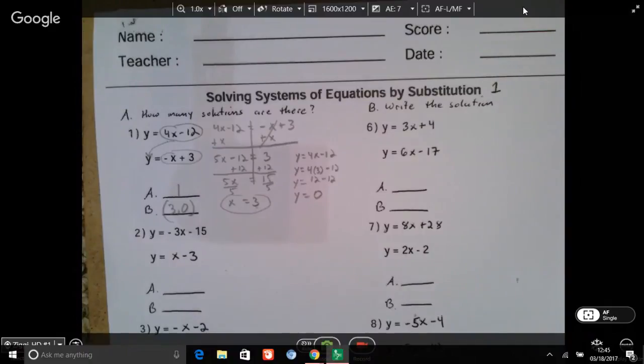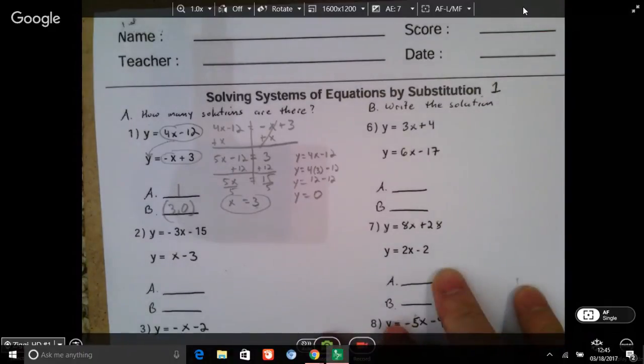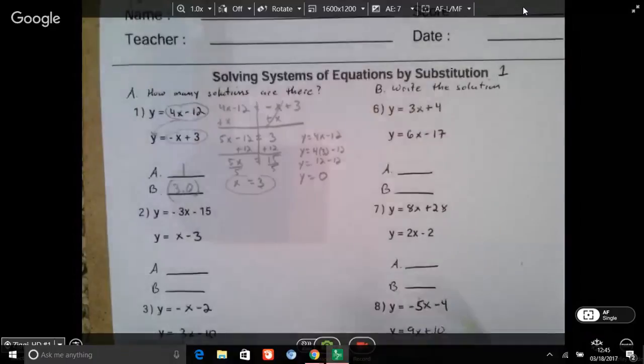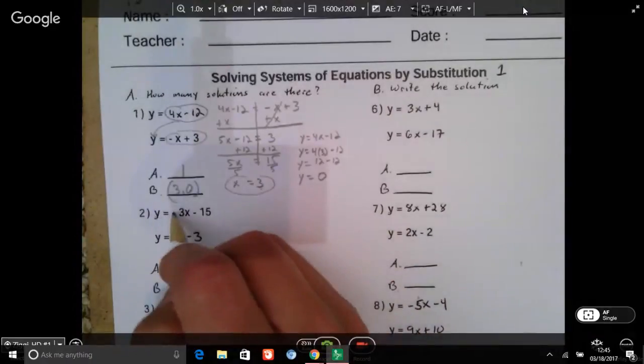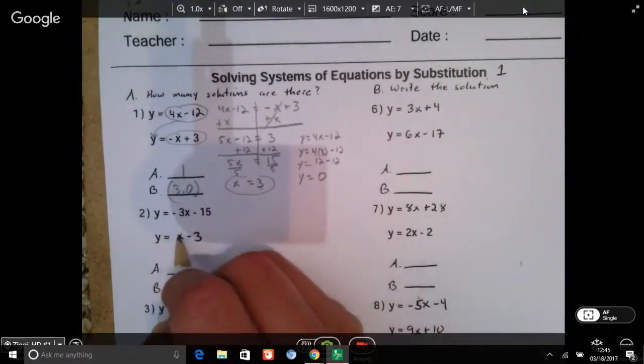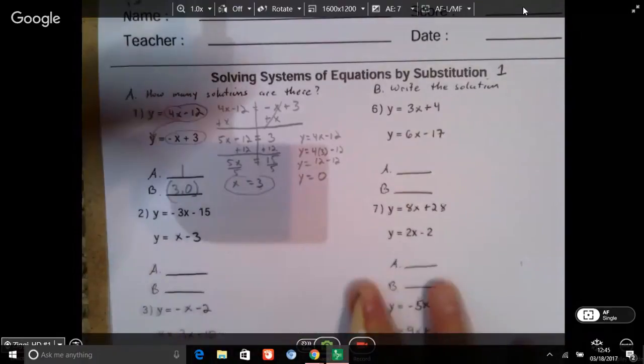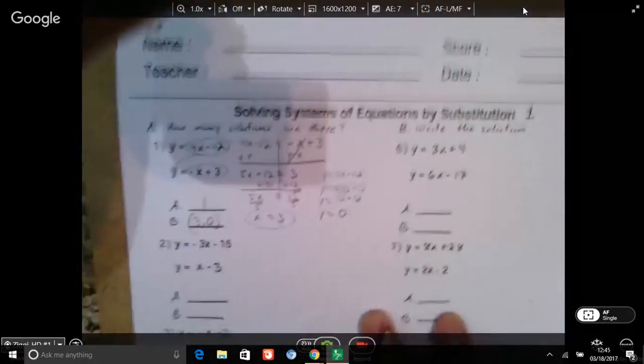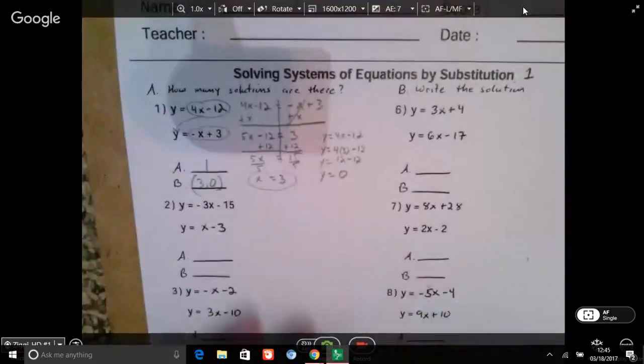Okay. Let's look at number 2. In number 2, you have the same situation. y equals this, y equals x minus 3. Okay, so let me go ahead and plug in.